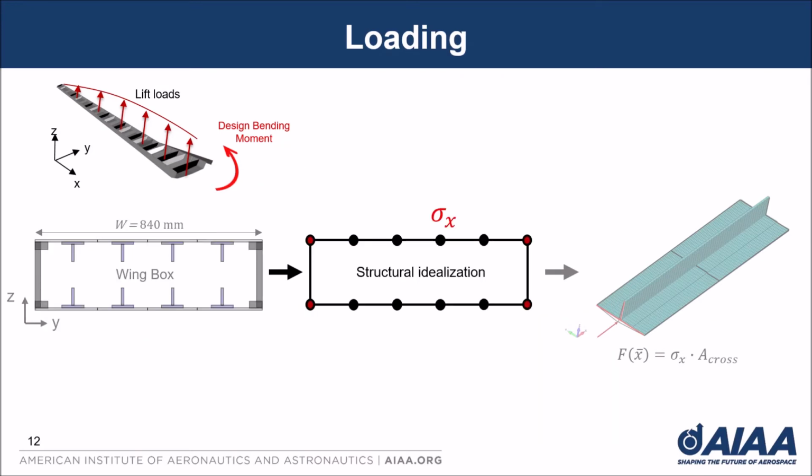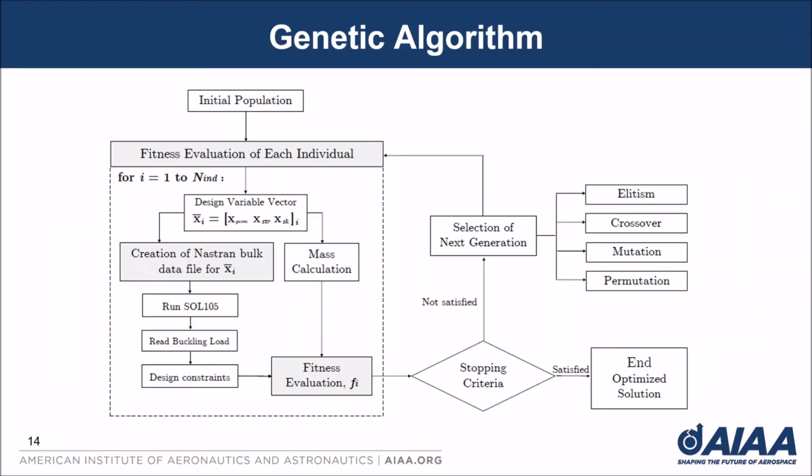Then we can determine compression stresses based on design bending moment at the wing upper skin using a structural idealization of the wing box section. This provides a rapid tool to determine compression stresses. The characteristics of each individual will affect how stresses are distributed over the idealized section. From that, we can determine the load acting on the finite element model and run the buckling analysis.